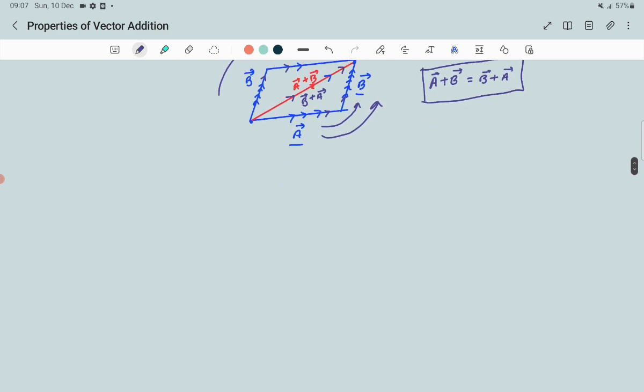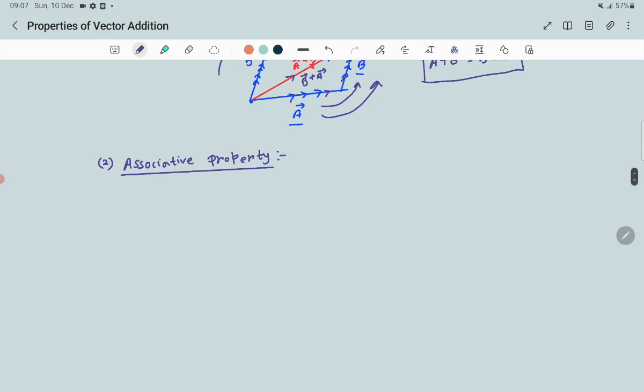Now let us talk about the associative property also. Number 2, that is the associative property. Again, first let me tell you the statement of the associative property. If you have three vectors, one is a, another is b, and another is c, then first adding a plus b, then c, you will get the same result as if you add first b plus c, then a.